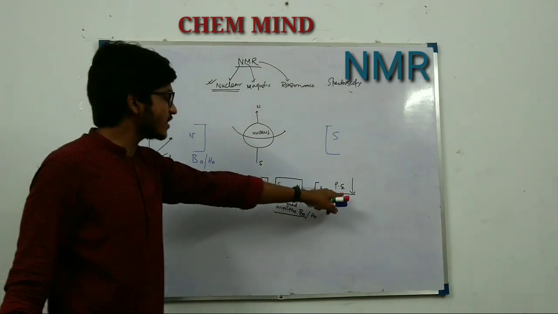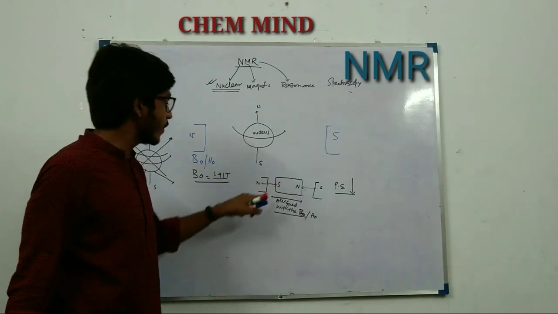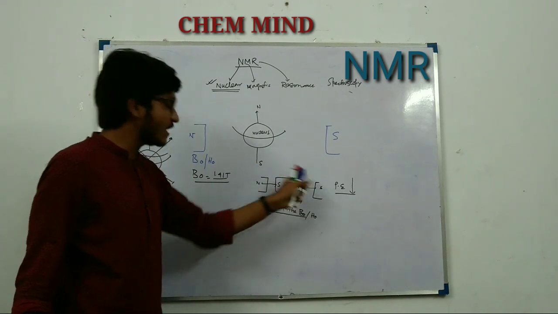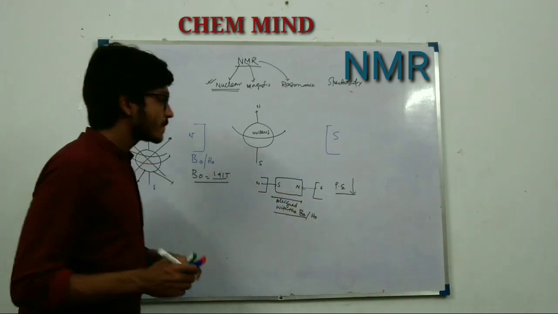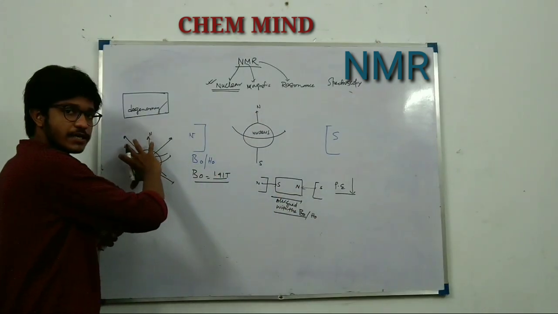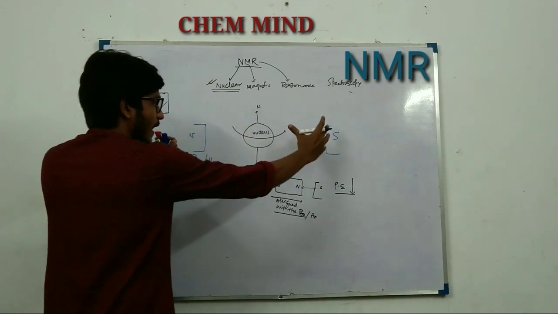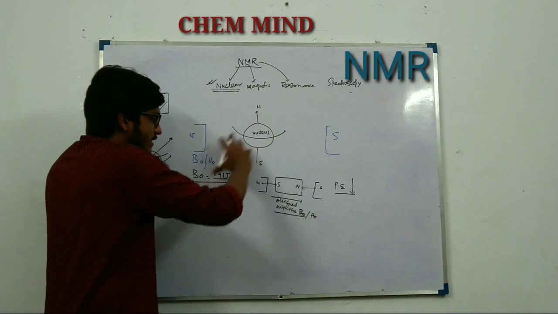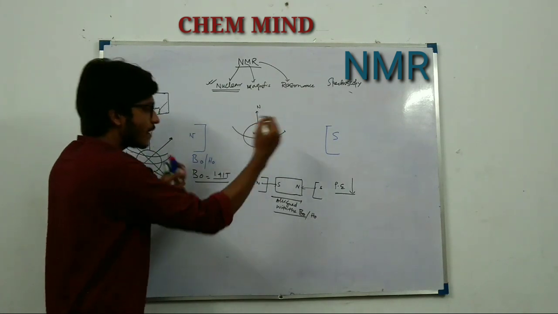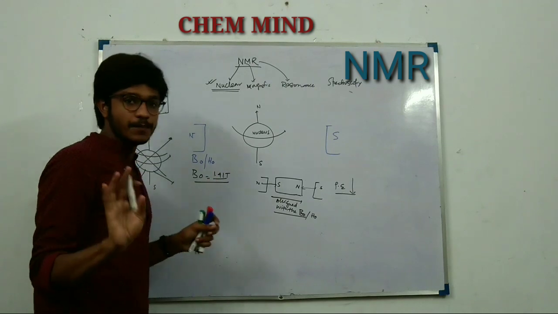So due to the decrease of the potential energy, when it aligns with the external magnetic field B naught, it will become more stable. First the nuclei are in a degenerate state, then this nucleus is placed in an external magnetic field. Then what happens? This nucleus tries to align with that particular external magnetic field. So that is the main concept.